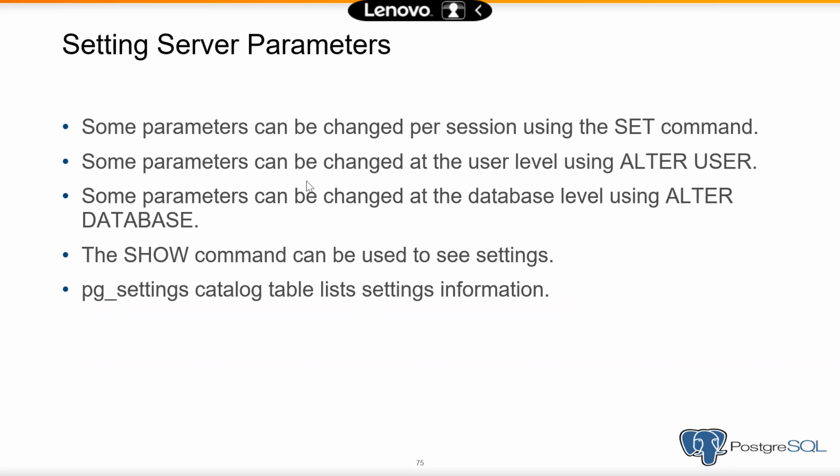Once you make these changes at the session, user or database level, if I want to query those parameters, you need to use show parameter name. That will give us the values of the parameters, whichever you made the change to. So these are the three levels.